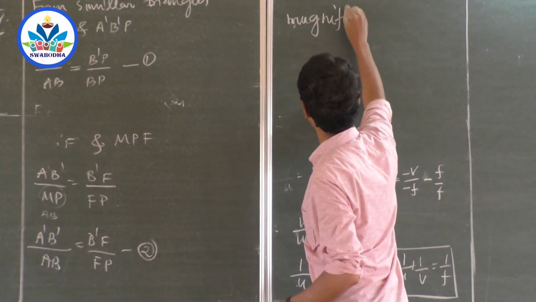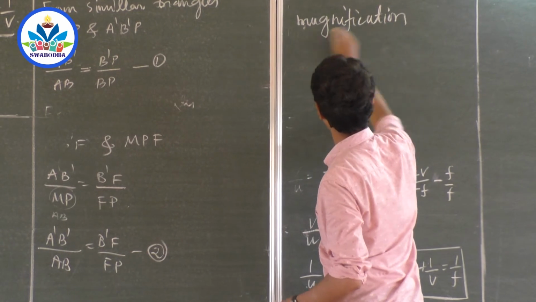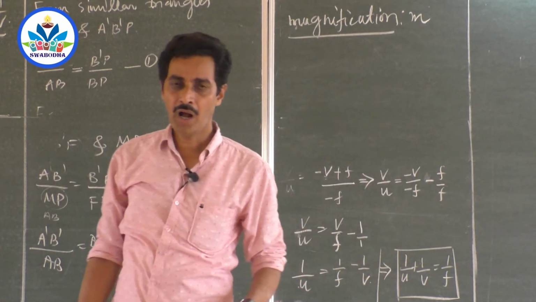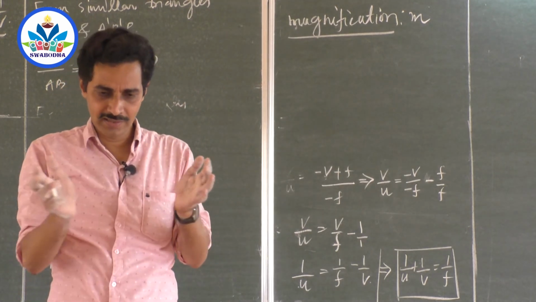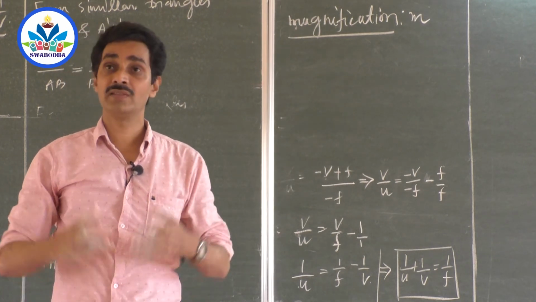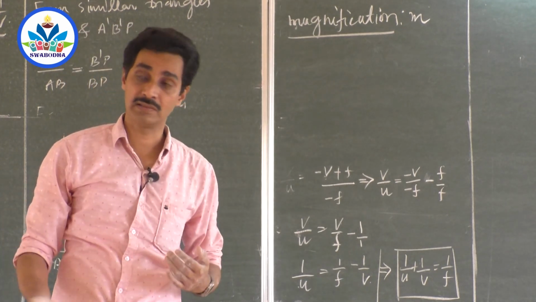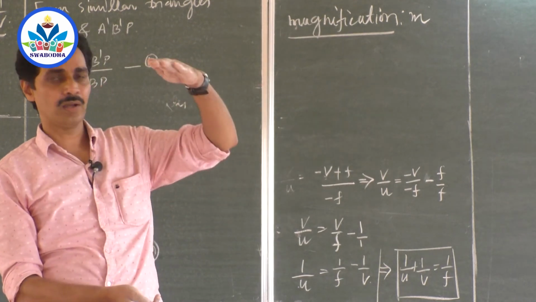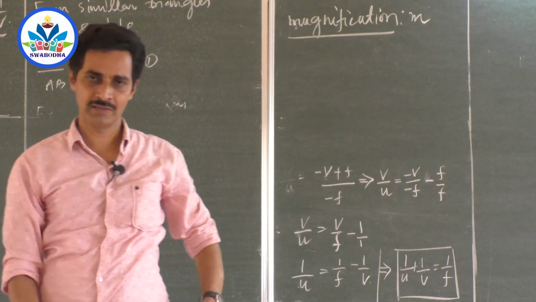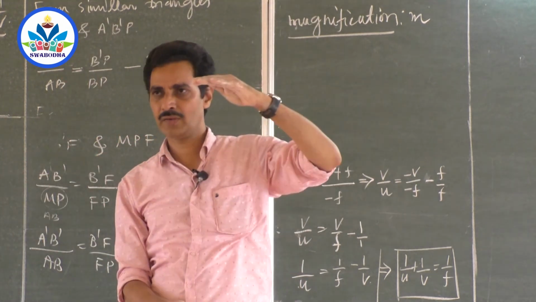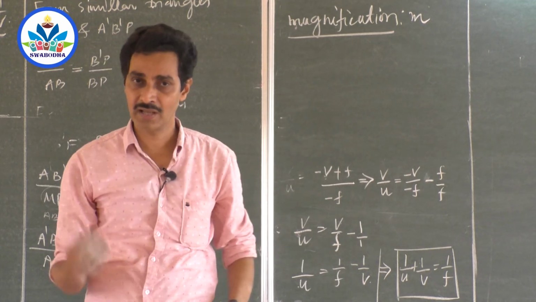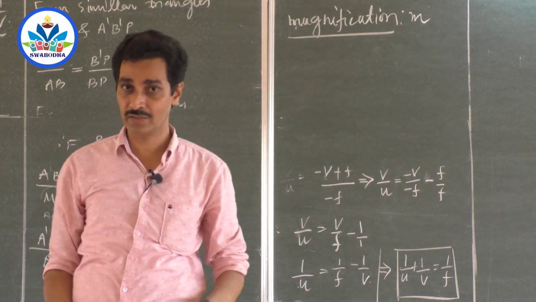Magnification means when a mirror or a lens forms the image, how much it is magnified, how much it is diminished, we have to represent it by a term. For example, if I say, oh, that is a larger size image. How much larger? Sir, 3 times larger. If the height of the object is 5 cm, height of the image is 15 cm, then 3 is the magnification. Suppose I have an object of 10 cm, and if the image height is only 5 cm, magnification is half. That means image is half the size of the object.